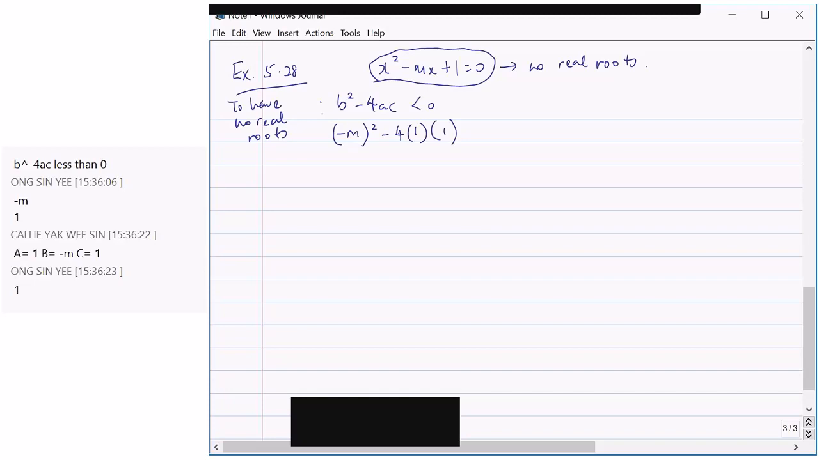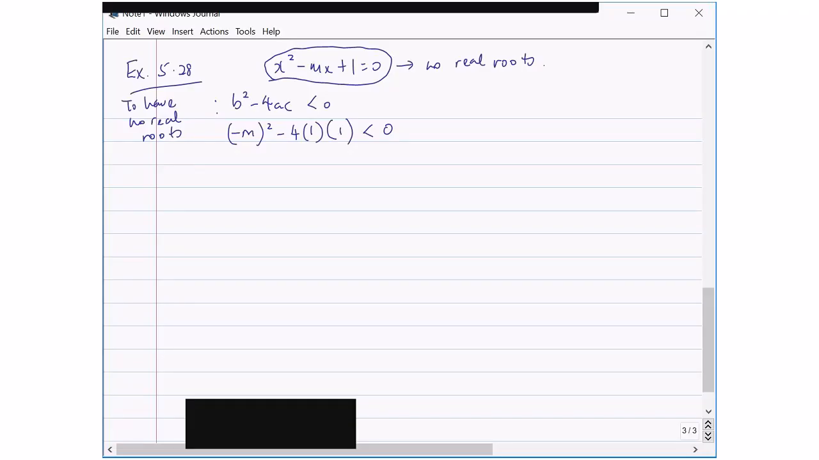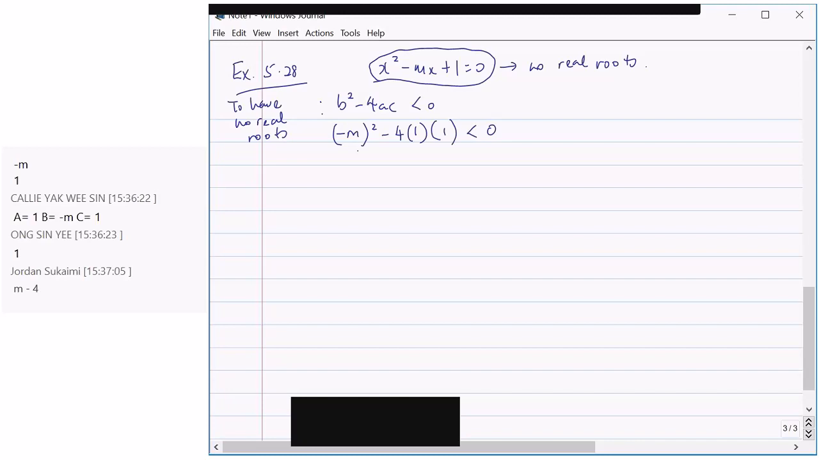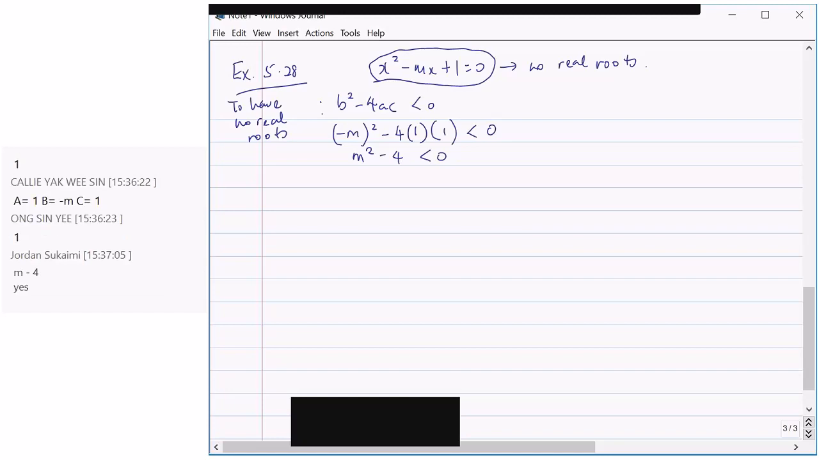So b squared minus 4ac is supposed to be less than 0 because no real roots. Jordan, help me sort this out. M squared minus 4 times 1 times 1. What do you get? M squared minus 4. Okay. Now, M squared minus 4 must be less than 0.